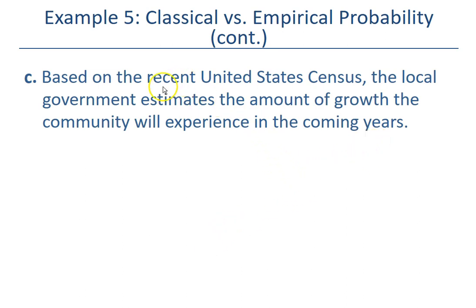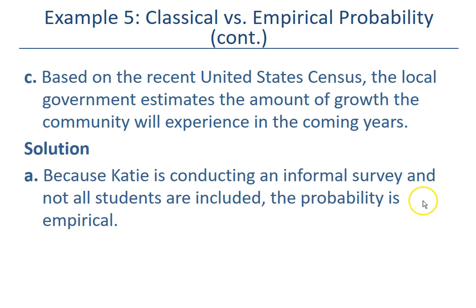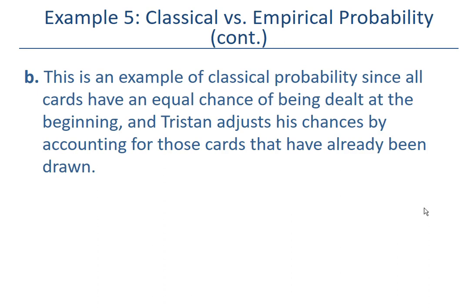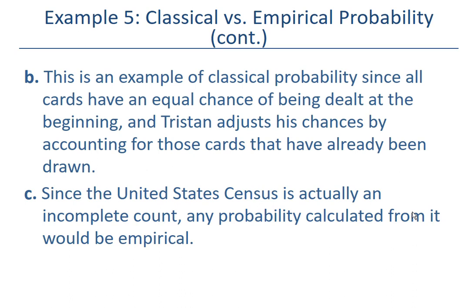Oh, one more. Based on the recent United States Census, a local government estimates the amount of growth the community will experience in the coming year. Again, this was based on collected data, so C would be empirical. You said that, you're on the right track here. Let's check it out here. Okay, A is empirical. B is classical. Very good. And C would be empirical.